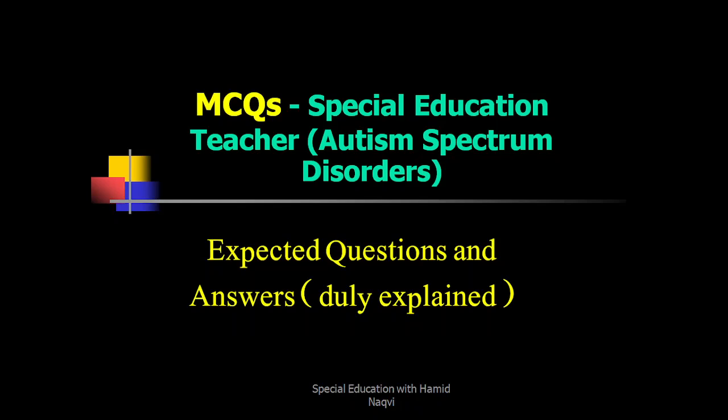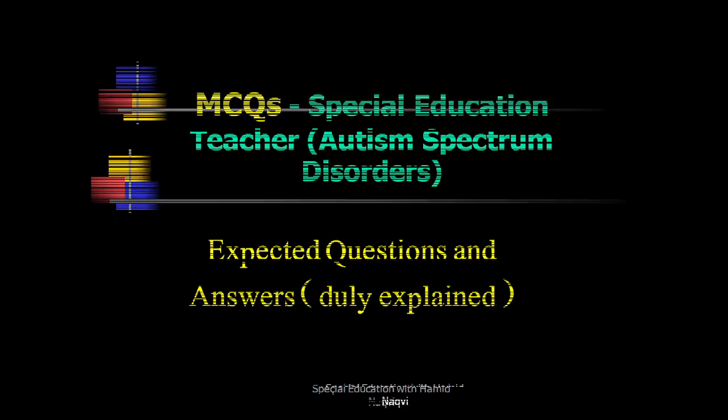Let us practice some more MCQs. This time we are going to practice the MCQs relating to autism spectrum disorder. And the main reason is that some of the young special educators confuse the characteristics of autism spectrum disorder with intellectual disabilities. So let us start.